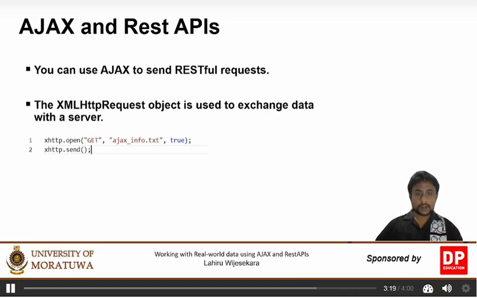Ajax can communicate with REST APIs. You can use Ajax to send RESTful requests to an API. You can define the method of communication like GET or POST. You also can attach data as required.